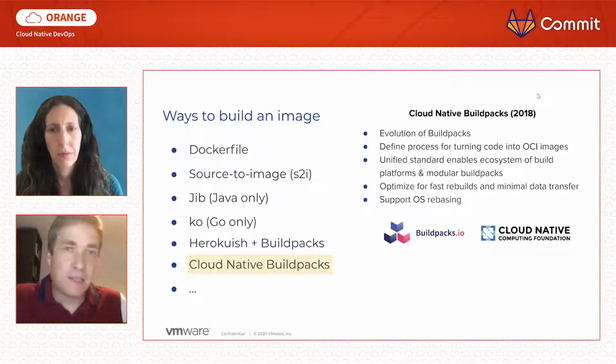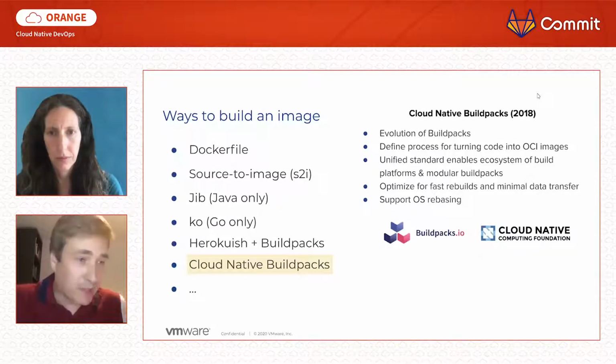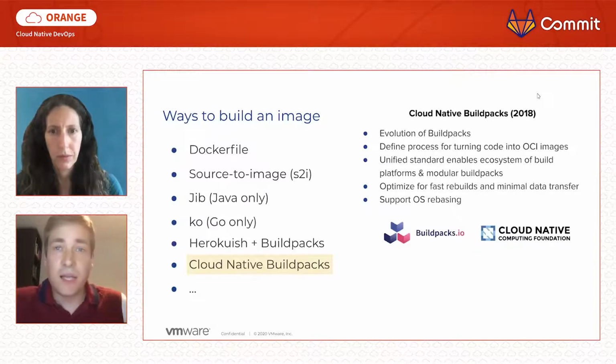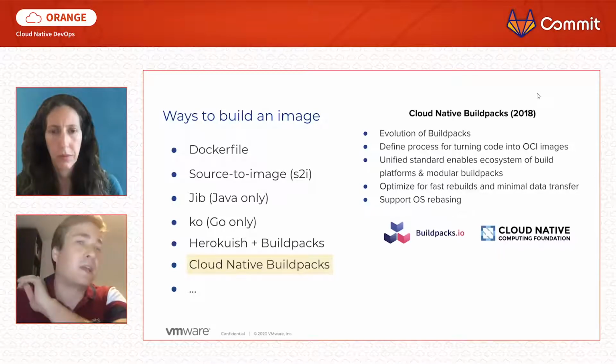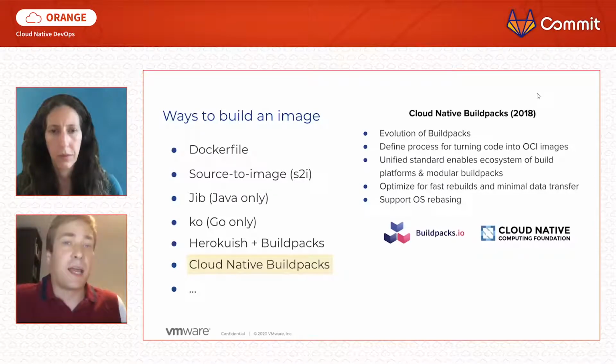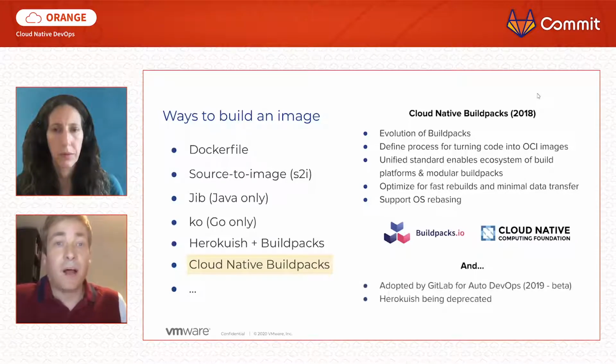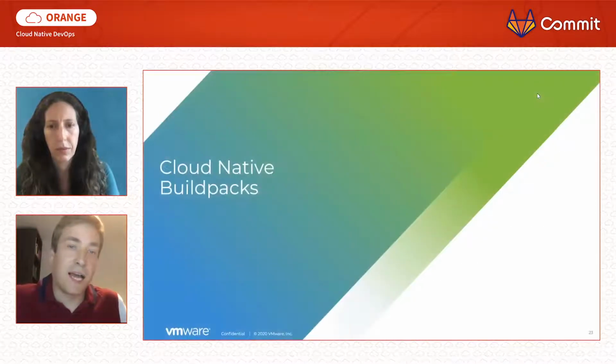So Cloud Native Buildpacks is a unified standard that enables an ecosystem of build platforms and modular Buildpacks, with the goal of taking source code and producing Docker images that can then be stored in any registry of your choice and deployed on any Docker runtime. And also, GitLab has adopted Cloud Native Buildpacks in the AutoDevOps pipelines, and Heroku-ish has been deprecated in favor of Cloud Native Buildpacks. So now, Cora will take a closer look at Cloud Native Buildpacks and how it actually works.